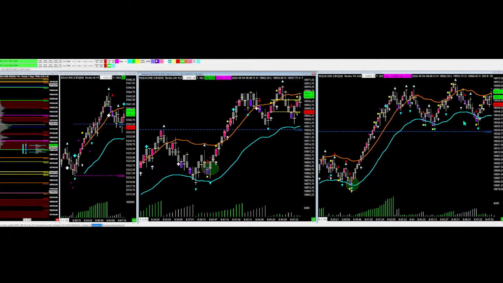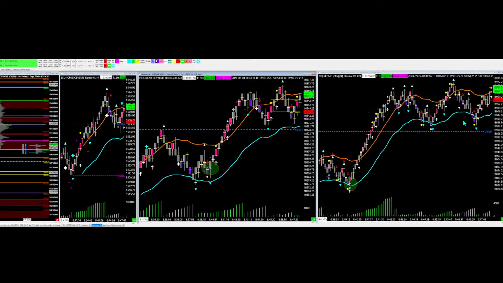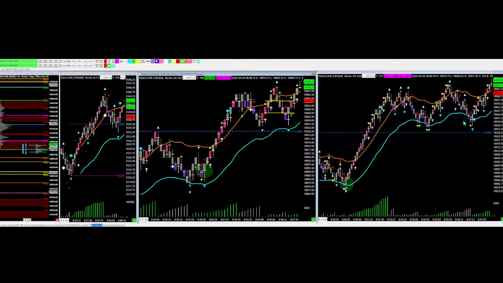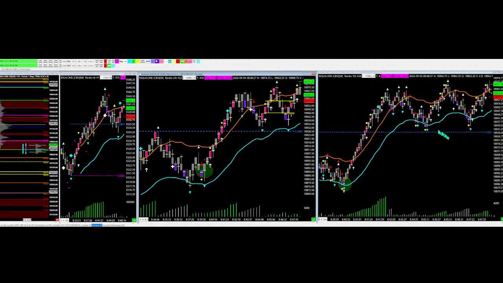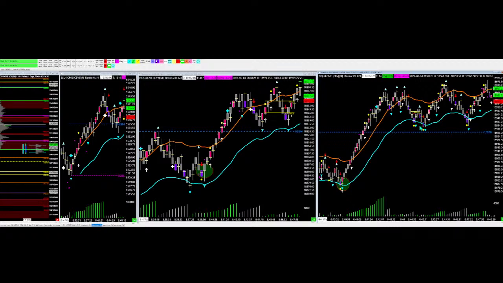Again, I don't see any reason to short yet because I don't see anything that tells me to be short. If anything, it tells me to be long. If I was trading right now, I'd be looking for longs. And you would have gotten it right over here. Here's your longs.